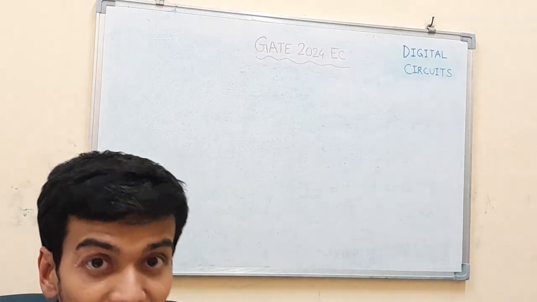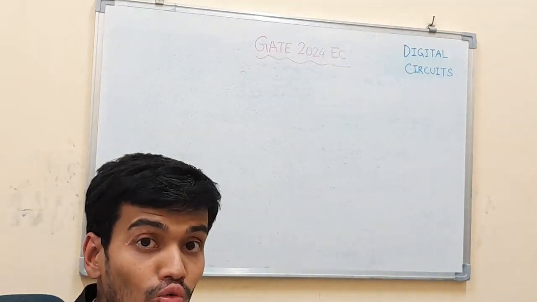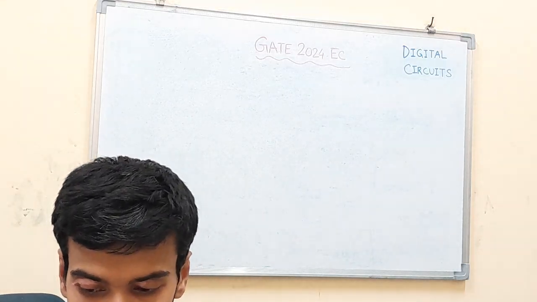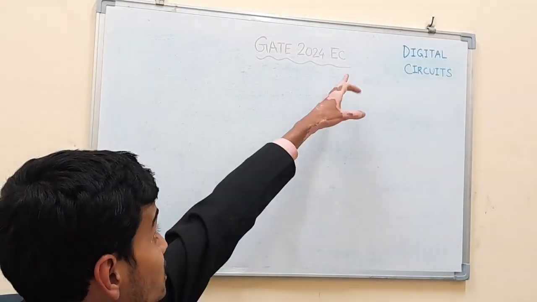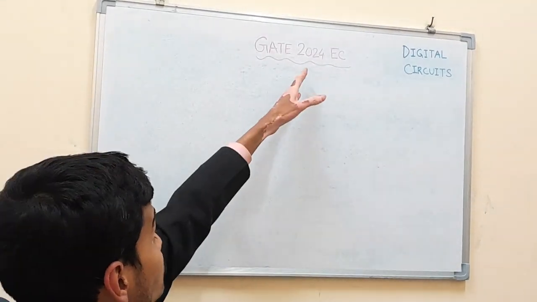So 5 questions came from digital circuits in Gate 2024 EC paper: 2 1-mark questions and 3 2-mark questions. Let's start the very first question that came in Gate 2024 EC from subject digital circuits. Question number 19 in the master official question of Gate 2024 EC.